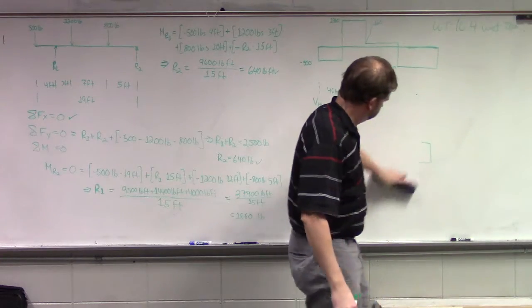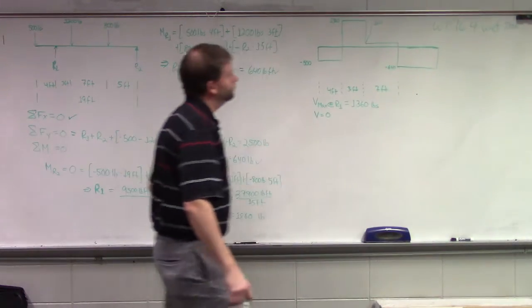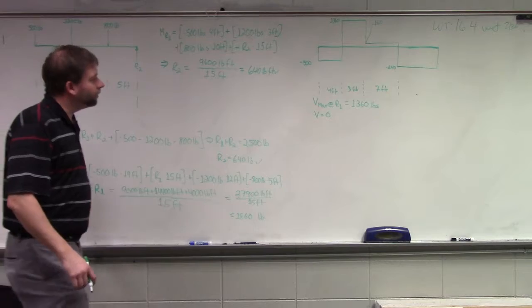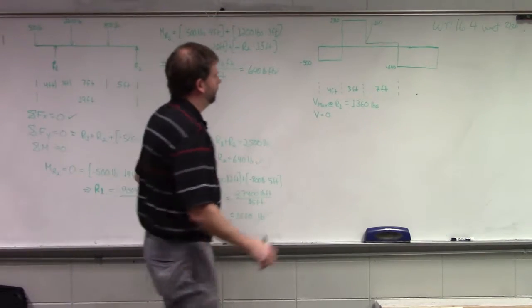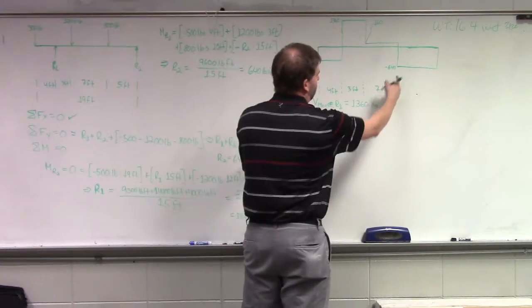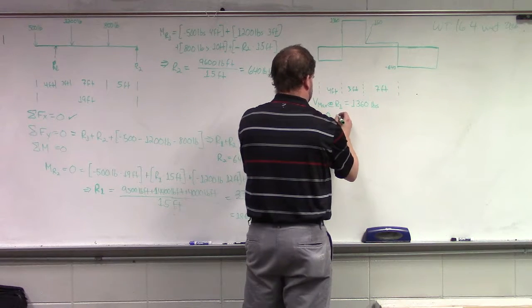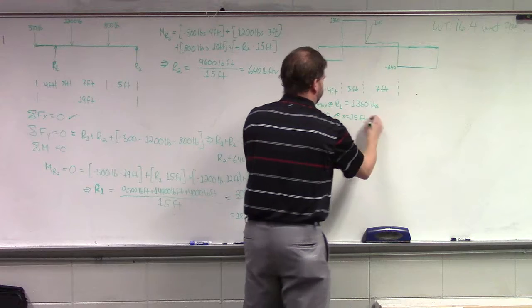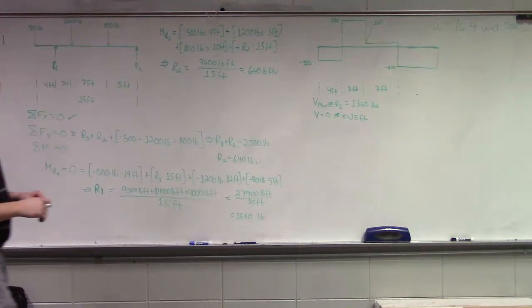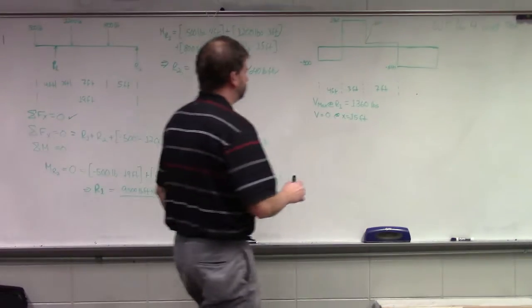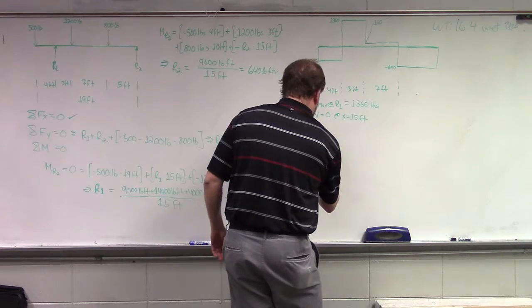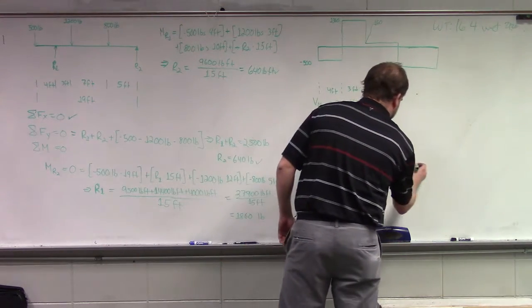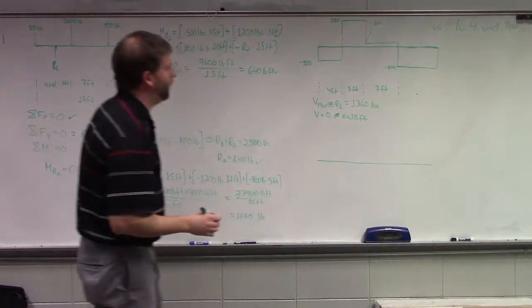So it's all negative. Okay, so our V equals 0 that we're interested in is at x equals 15 feet. Okay? So now let's look at what's going on with our bending moment.